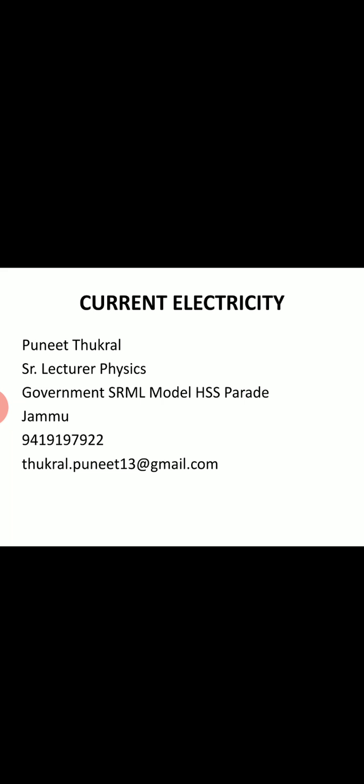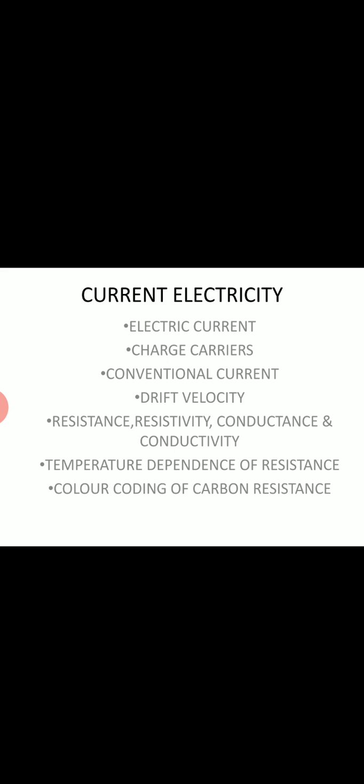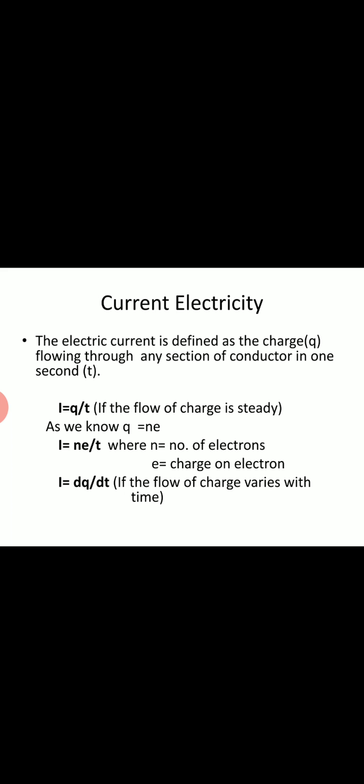The topic which I have chosen today for your home study is the second chapter from your 12th class curriculum, Current Electricity. After studying this chapter, you will be able to understand certain things: electric current, charge carriers, conventional current, drift velocity, resistance, resistivity, conductance and conductivity, temperature dependence of resistance, and color coding of carbon resistance. Now, let me start.